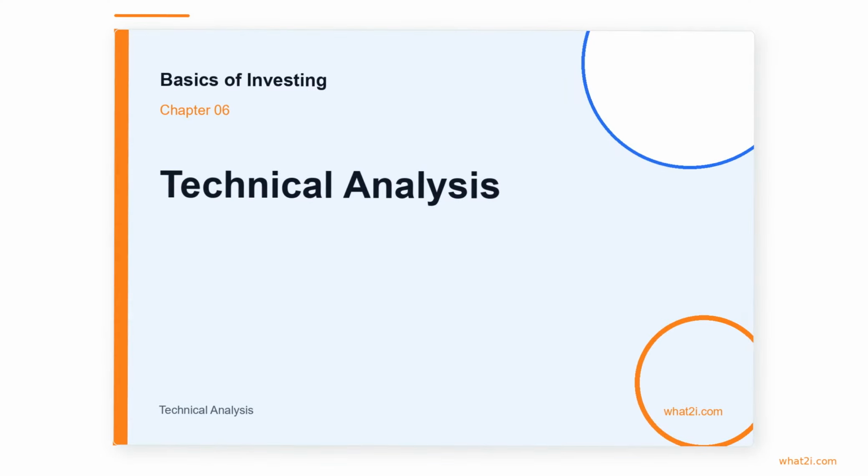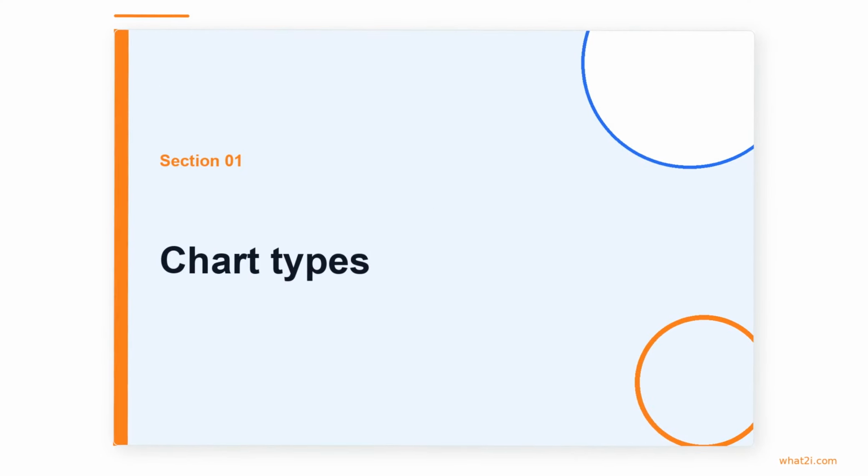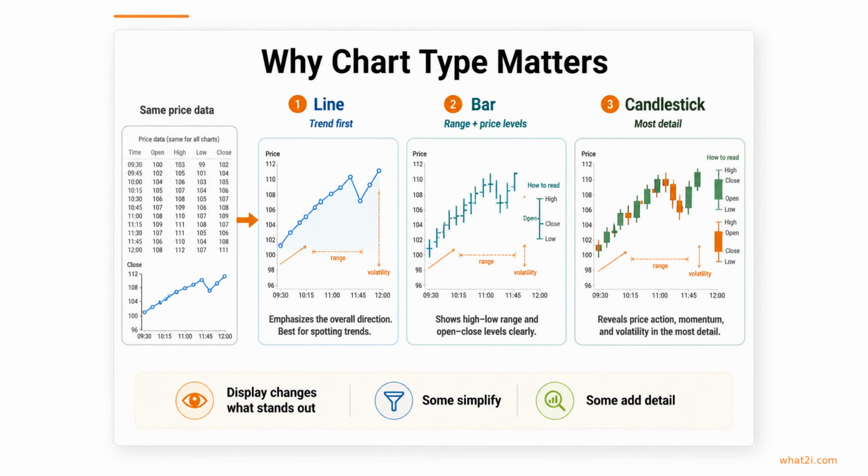Basics of Investing. Chapter 6, Technical Analysis. Section 1, Chart Types. Chart type matters because the same market data can tell a slightly different story depending on how it is displayed. One chart may make the broad trend obvious right away, while another makes intra-period volatility stand out first. That means your chart choice can shape what you notice, and just as importantly, what you might overlook.